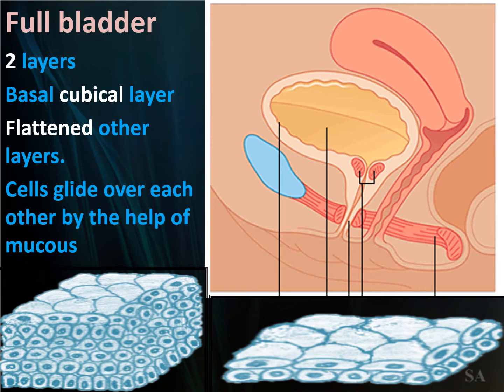And this is due to gliding of the cells over each other. And this will be helped by the mucus between the cells. So when I talk about the urinary bladder, I must talk about the empty bladder and full bladder.